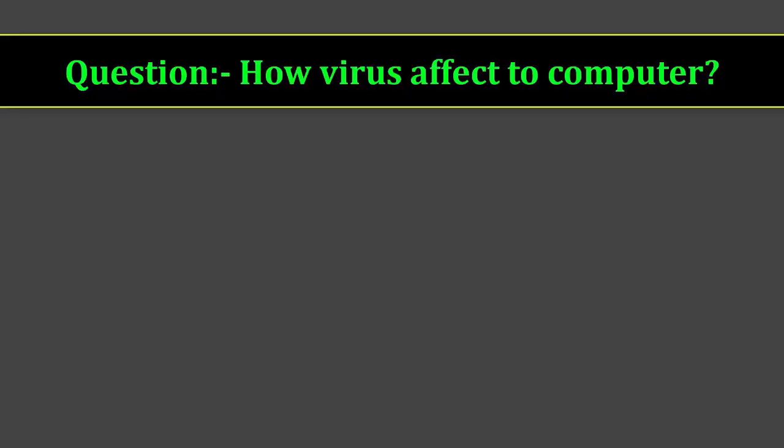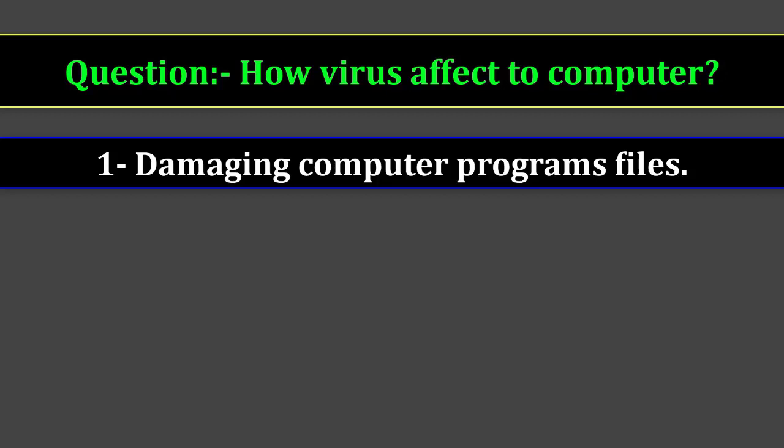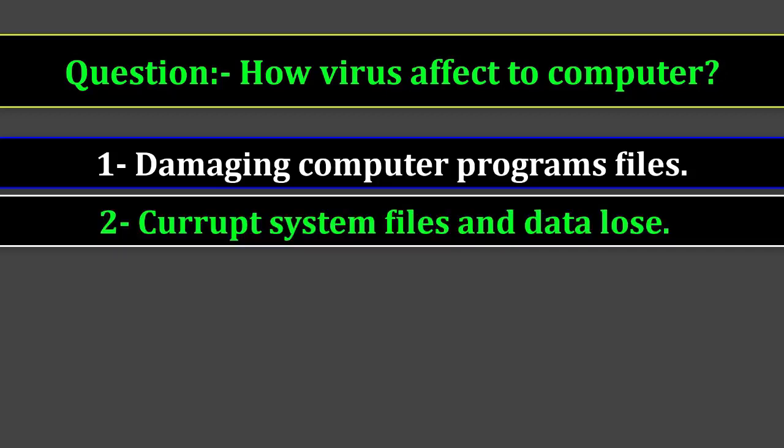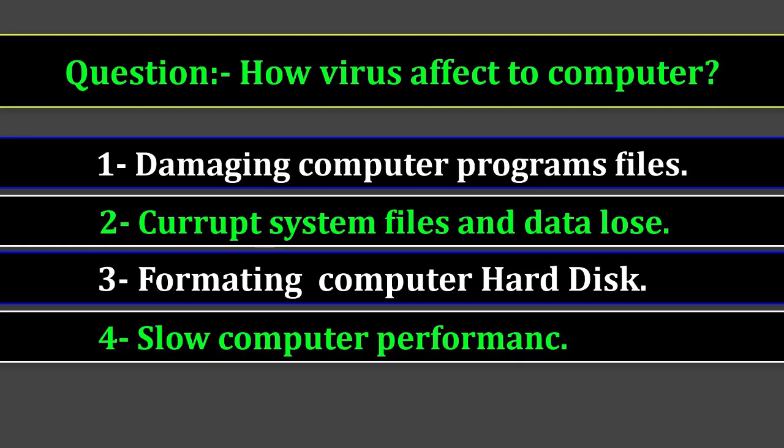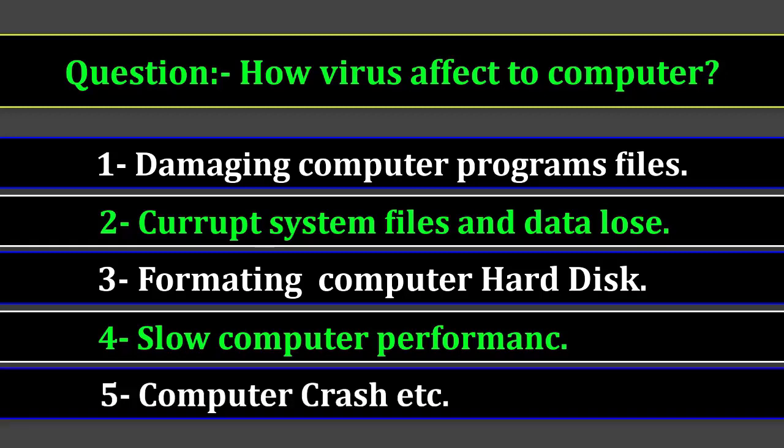And now let's talk about how a virus affects the computer. Number one, damaging computer programs and files. Number two, corrupting system files and data loss. Number three, formatting the computer hard disk. Number four, slow computer performance. And number five, computer crashes. So these are some good examples of how a virus affects your computer.